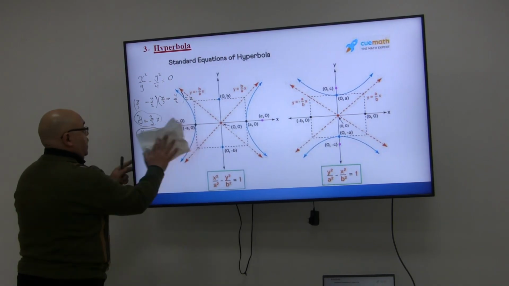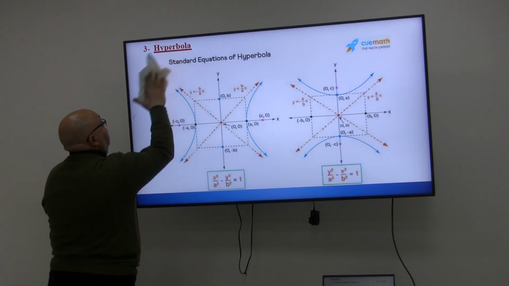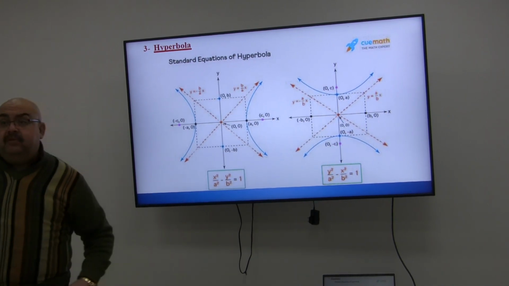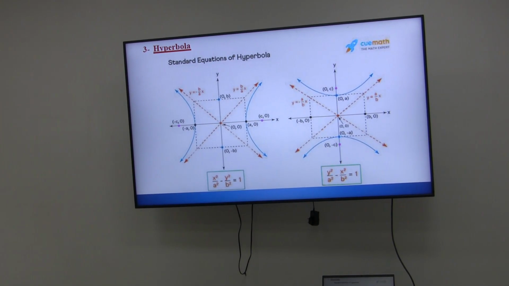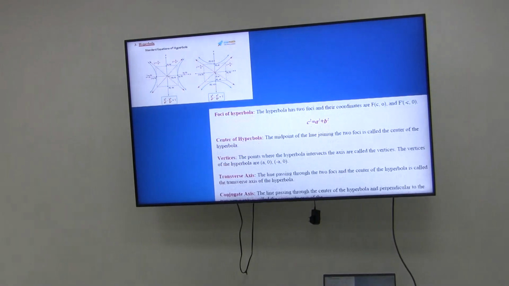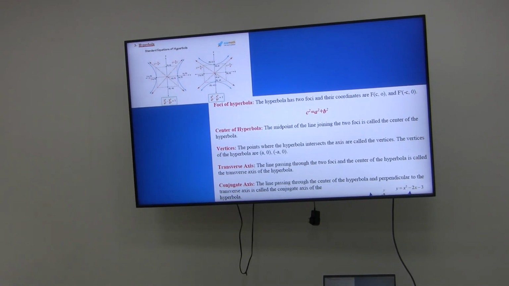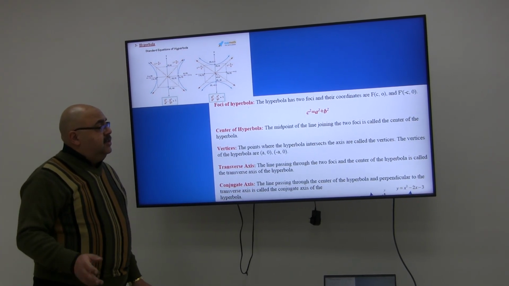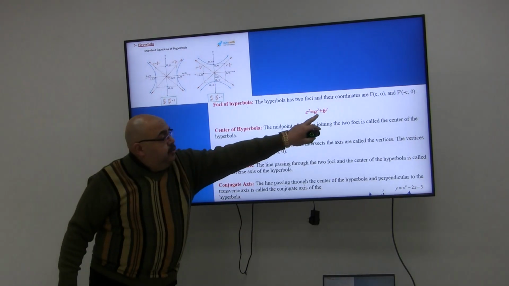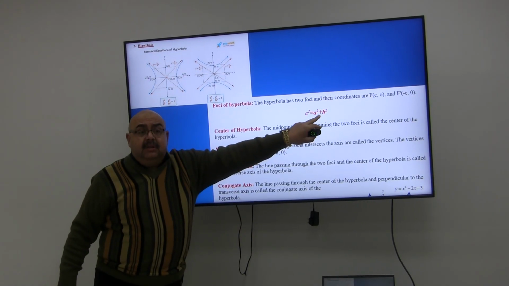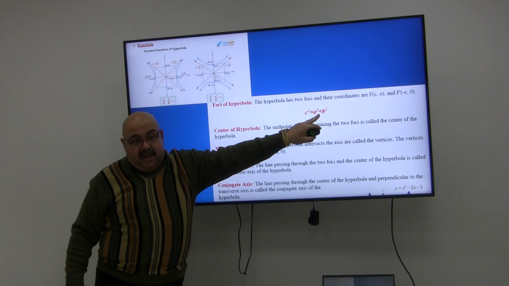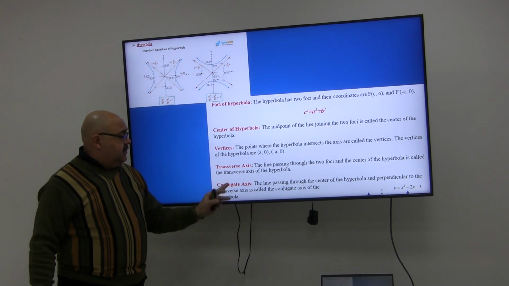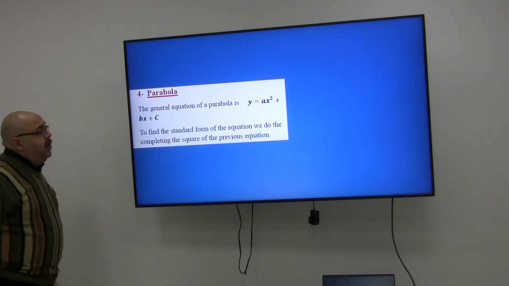As you can see, it's really very simple. I can get them very easily. So that's the equation of a hyperbola. Now I have the circle, the ellipse, the hyperbola. In a similar manner, the foci of a hyperbola: the hyperbola has two foci, and their coordinates are c and 0, negative c and 0. The equation, if you remark from the ellipse, has just one difference. Over there it's minus in the ellipse, here it's plus. Center of hyperbola is the midpoint, then the vertices, the transverse axis, the conjugate axis. I believe we are all set.